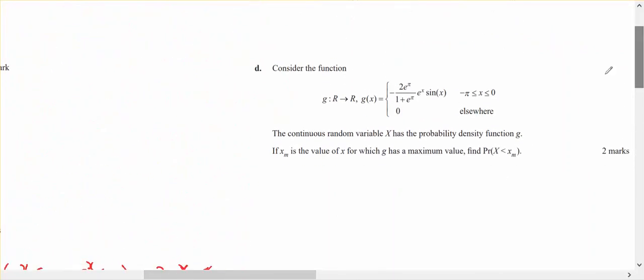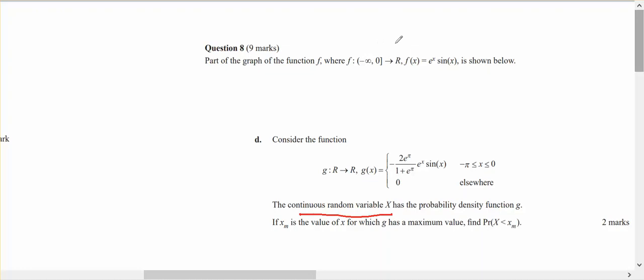And lastly, consider the function is a continuous random variable. Okay, so this is the same as question 8, except I have this multiplier. The negative turns it to there, and this multiplier makes the area equal to 1.